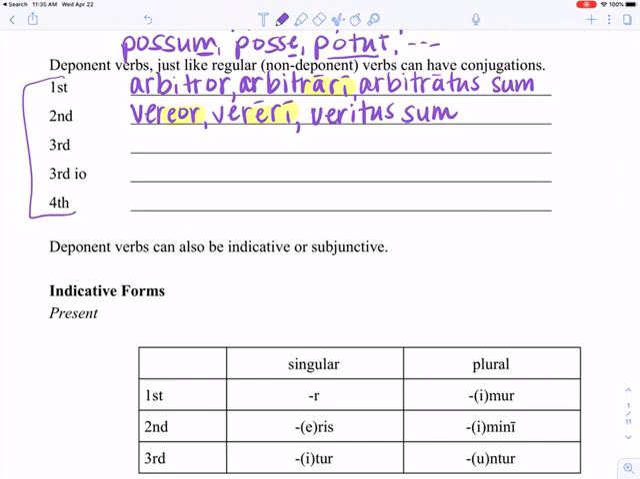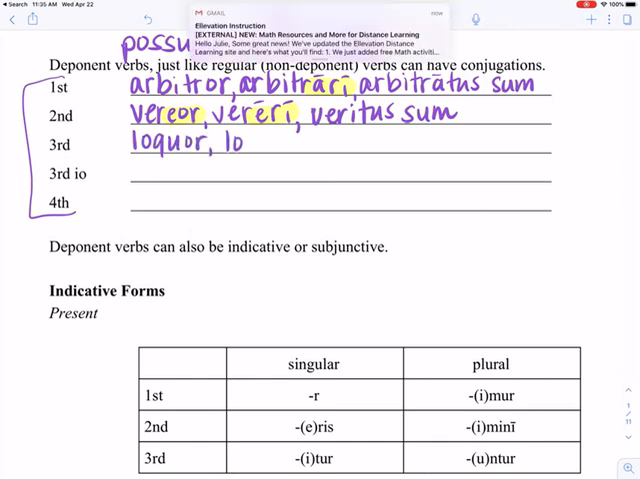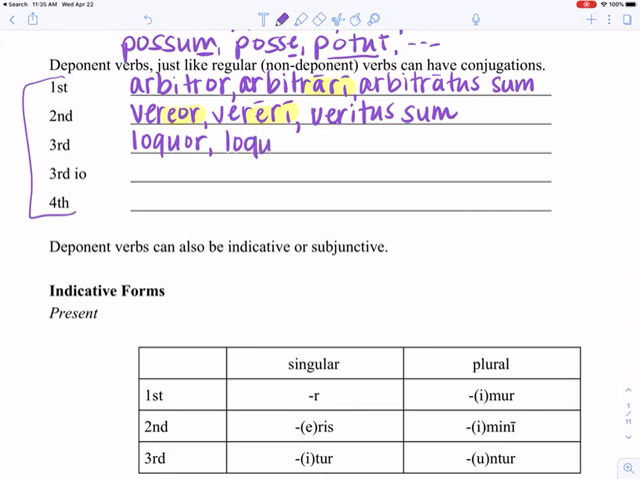For third conjugation, our example is going to be loquor, loqui, locutus sum. The first principal part is going to end in -or, kind of like we did up here with first conjugation. But notice there's no -ere or -are. It's just an -i, just an -i for third conjugation.